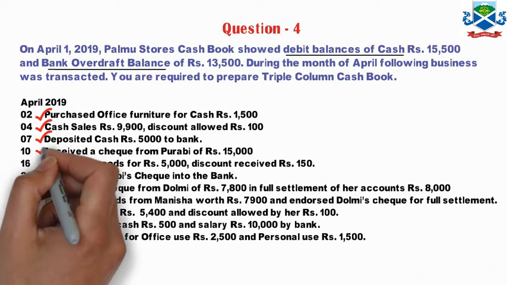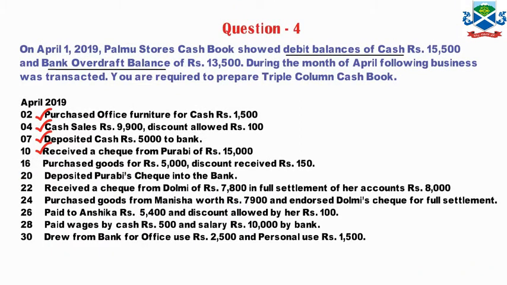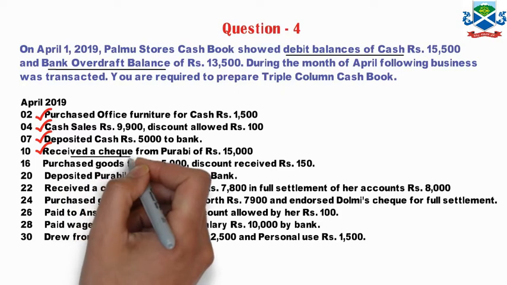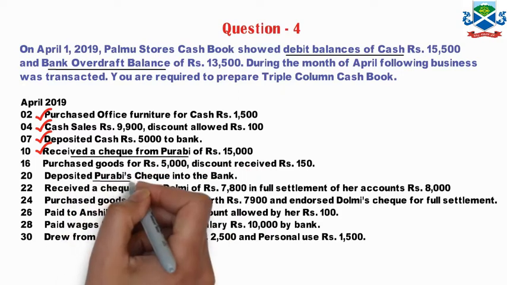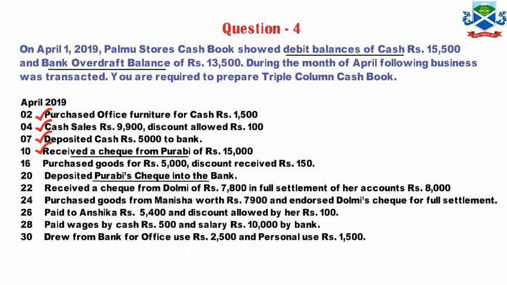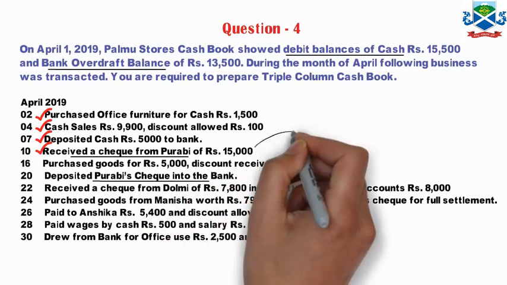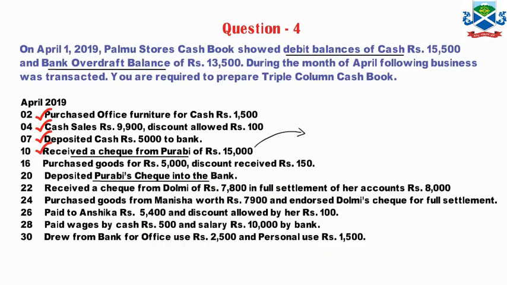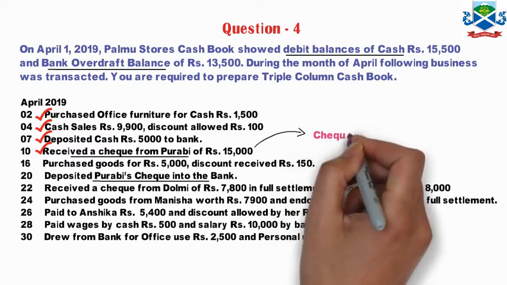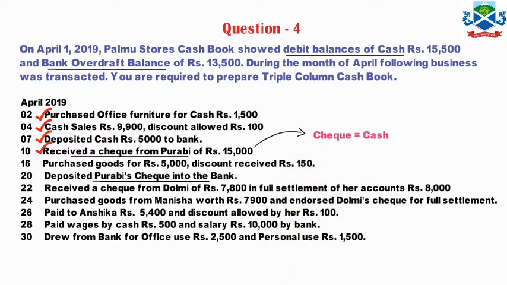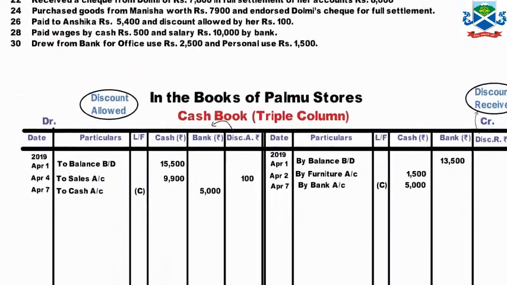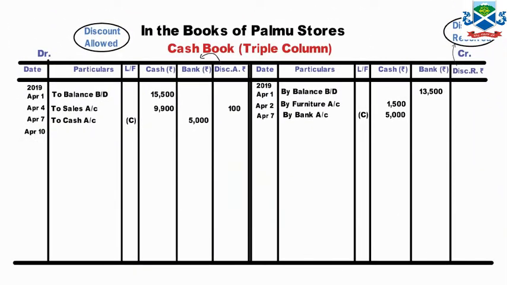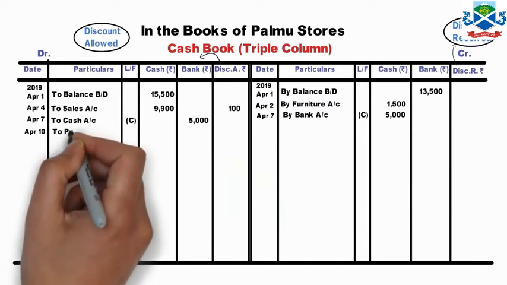Received check from Purabi 15,000. Since Purabi's check is deposited on the 20th, on the first day of receipt it will be considered as cash. So we'll keep it in cash on the debit side, so that check will be equal to cash, and on the day of deposit it will be a contra entry. So debit side to Purabi's account, in the cash column we'll write the figure 15,000.